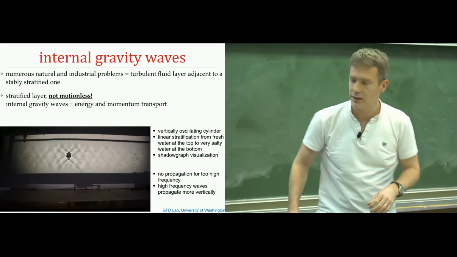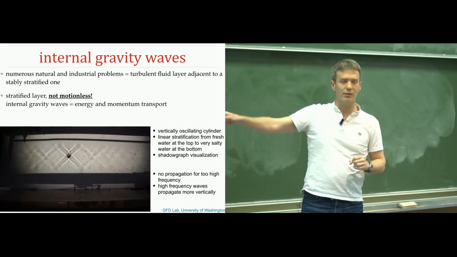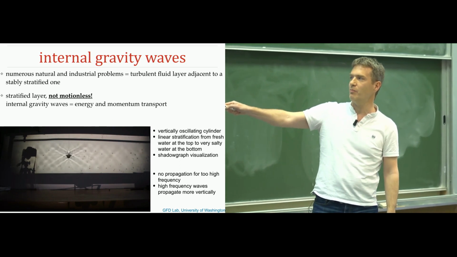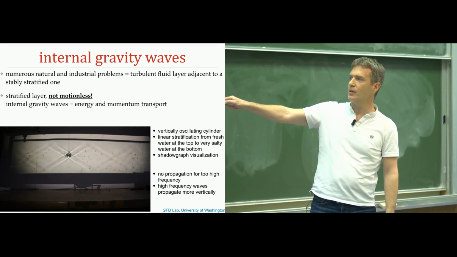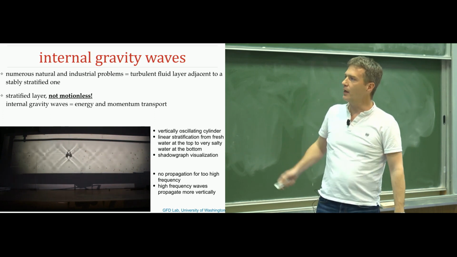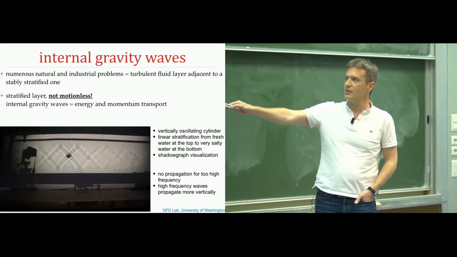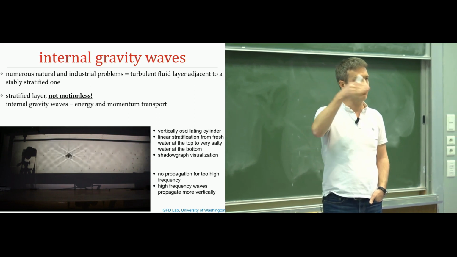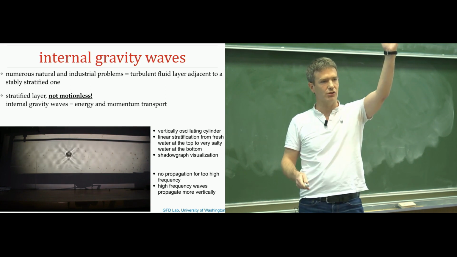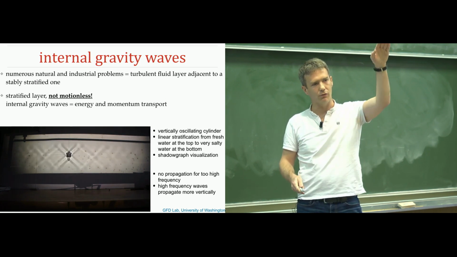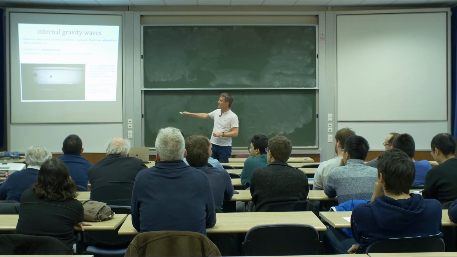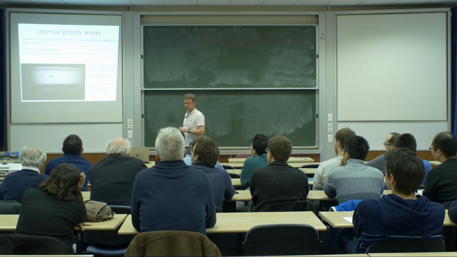So if you do that, this movie is accelerated by a factor of about 10. So you see, if you oscillate, you generate wave patterns that propagate energy from the oscillating cylinder away from it. Okay? And what you might notice in this movie is that the direction of propagation of the energy depends on the frequency. If you excite high frequency waves, you have vertical propagation of the energy, and if you excite lower and lower frequency waves, it goes more and more horizontally. So those are the internal gravity waves. Okay for that?